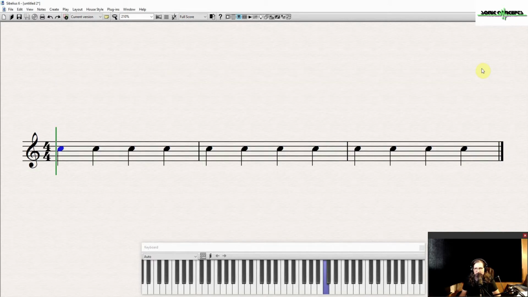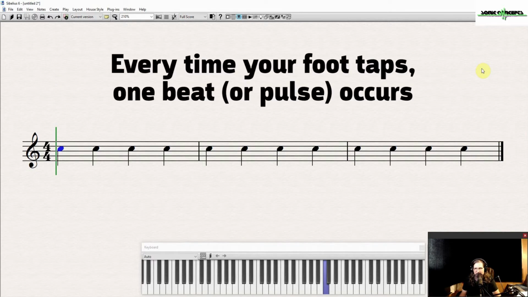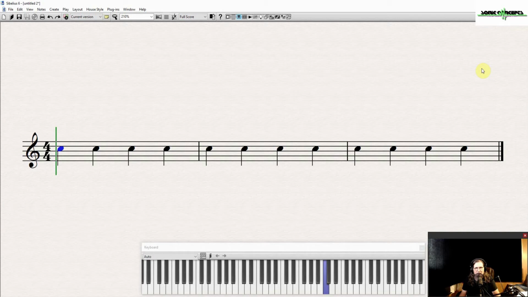The beat itself corresponds with the tapping of your foot. Every time your foot taps, one beat or pulse occurs. So for example, in 4/4 or common time as is notated here, each one of these notes would correspond with your foot tapping.